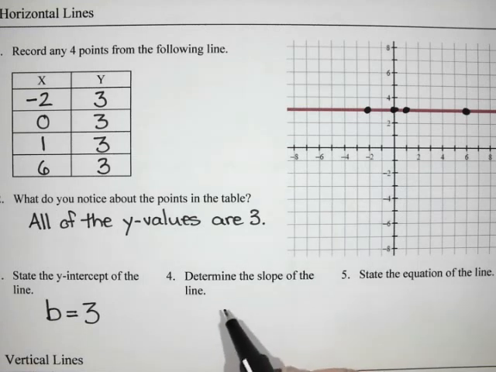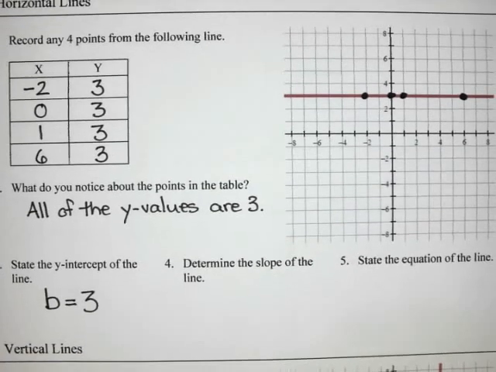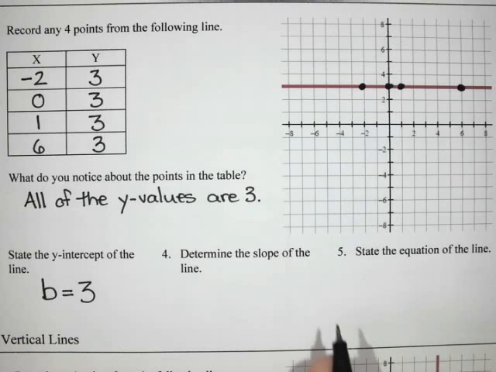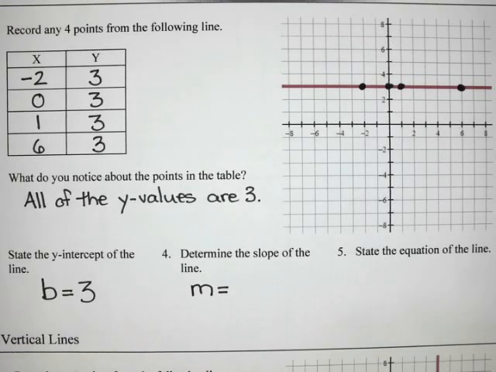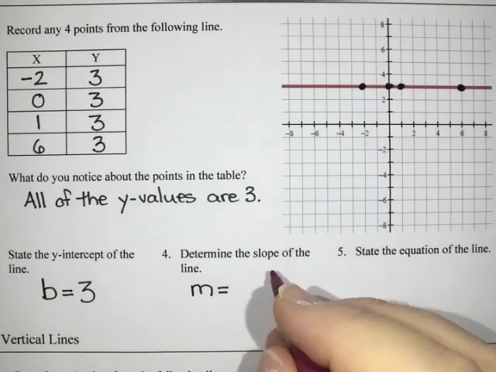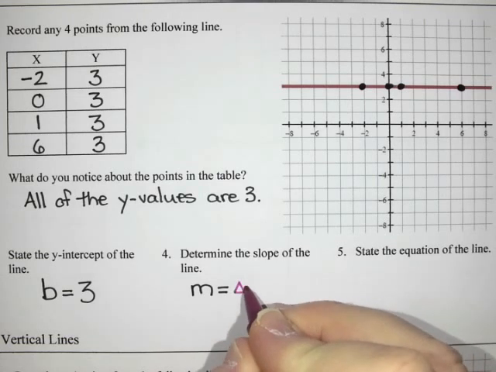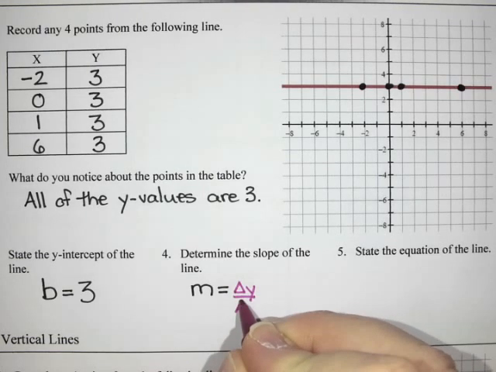Okay, up next it says determine the slope of the line. So slope is m. It's a weird letter choice, but that's okay. And we calculate slope using the change in y over the change in x, or delta y over delta x, or rise over run, if you want to call it that. I like to use delta y over delta x.